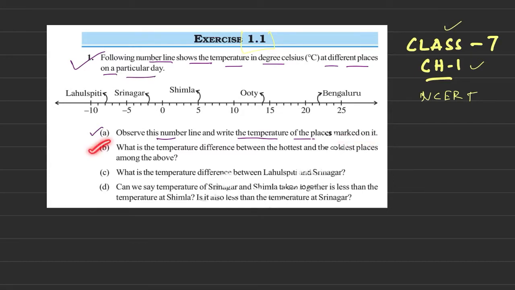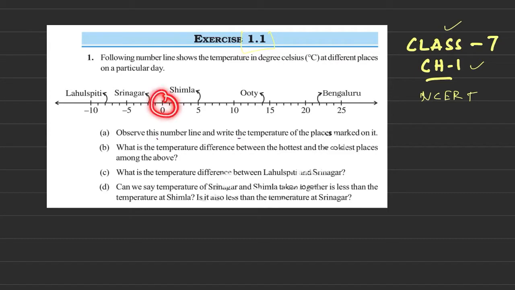Question B is: what is the temperature difference between the hottest and the coldest places among the above? Question C is: what is the temperature difference between Lahaul Spiti and Srinagar? Question D: can you say the temperature of Srinagar and Shimla taken together is less than the temperature at Shimla? Is it also less than the temperature at Srinagar? Look at this carefully. First, observe the number line and the temperature of different places, then you have to find the answer.